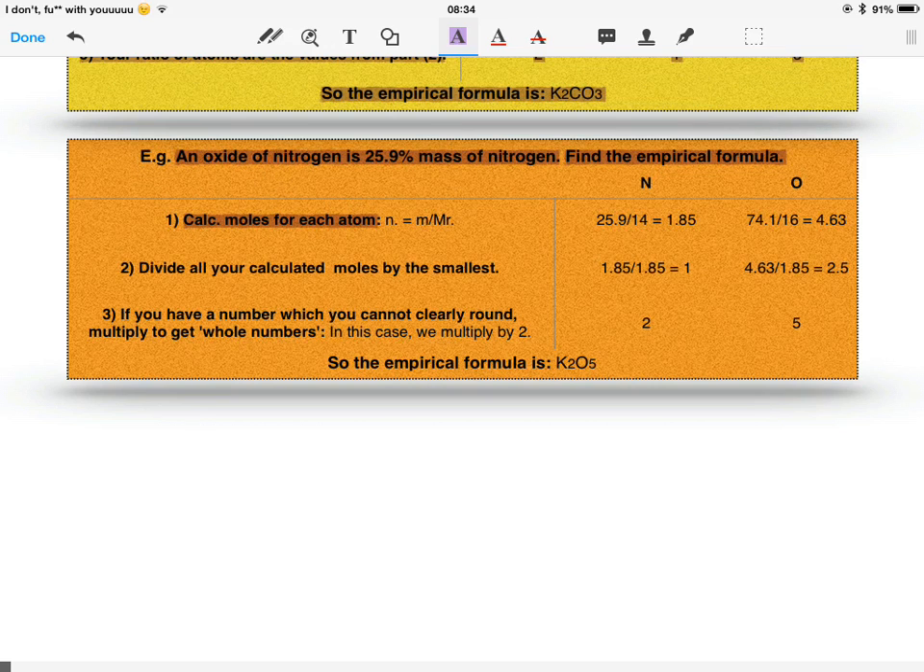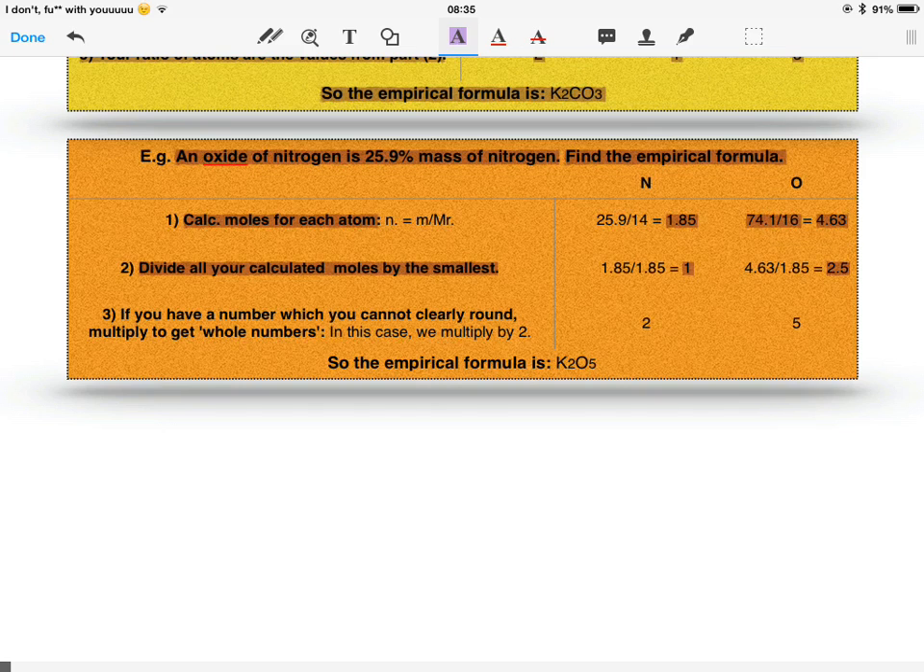So for nitrogen we get 1.85, and just note that even though the question doesn't specifically mention the oxygen, it's an oxide of nitrogen, so obviously oxygen is present, so it's 74.1% because 100 take away 25.9, and the moles we get for this is 4.63. Again, the second step is the same. We divide all of our calculated moles by the smallest. So for nitrogen, that is the smallest, so we get 1, and for oxygen we get 2.5.